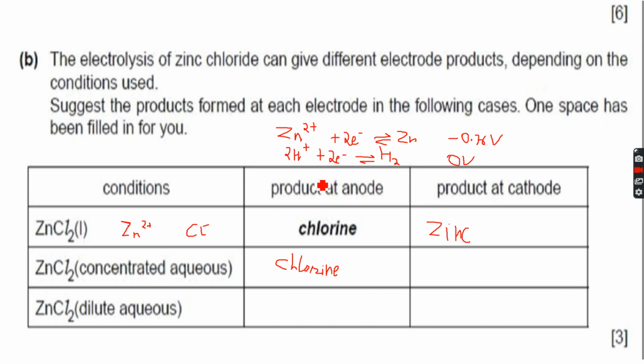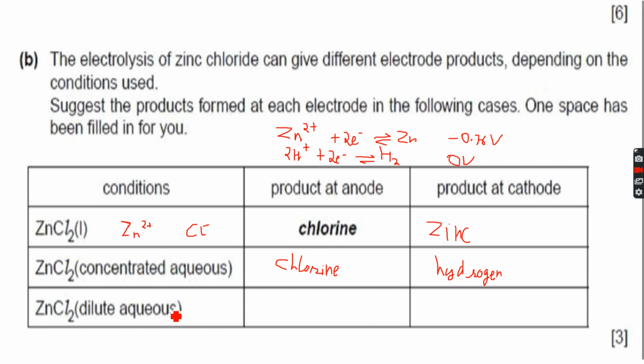So you can see that H+ ions have a greater drive to accept electrons to form H2 than Zn2+ ions to form Zn, because this is negative, which means from Zn2+ to Zn it is quite unfeasible. It is quite not feasible. So hydrogen will be produced instead of zinc because H+ ions discharge more readily at the cathode. They accept electrons more readily. So hydrogen gas will be formed at the cathode.